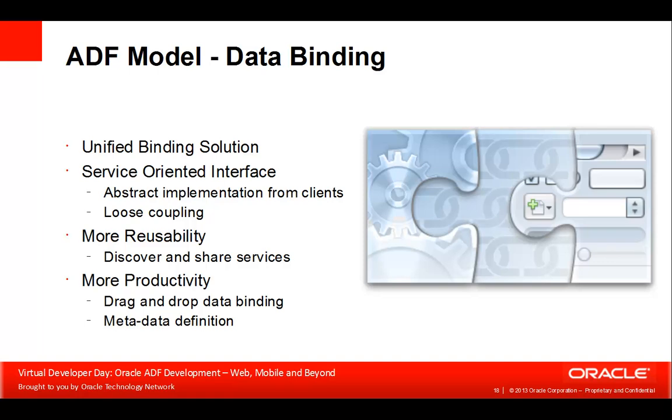Next we have the data binding framework, which is the ADF solution to JSR 227. It provides us with a unified binding solution for allowing us to bind a front end to a back end. And so, why would we be doing this? Well, the key motivator behind this is to keep things loosely coupled and to promote reusability.